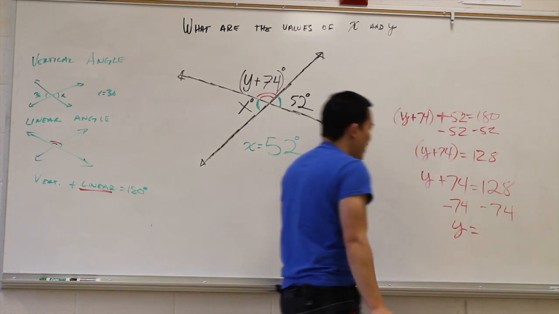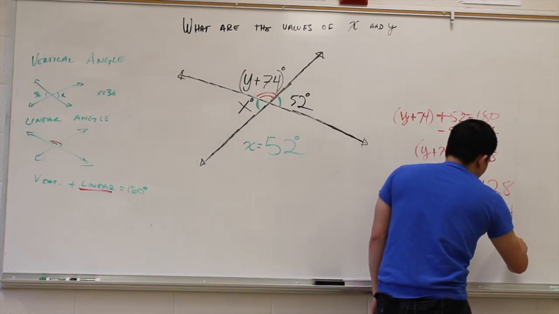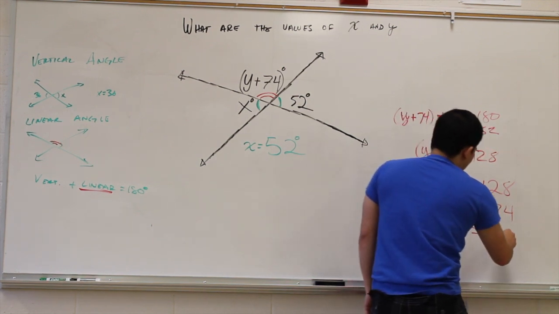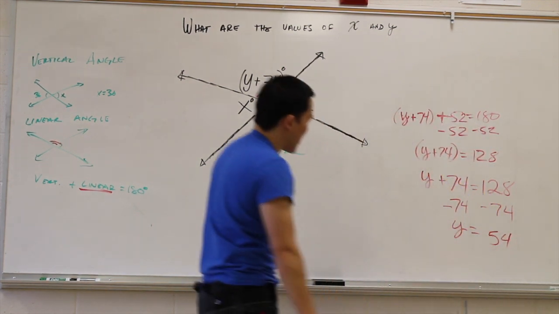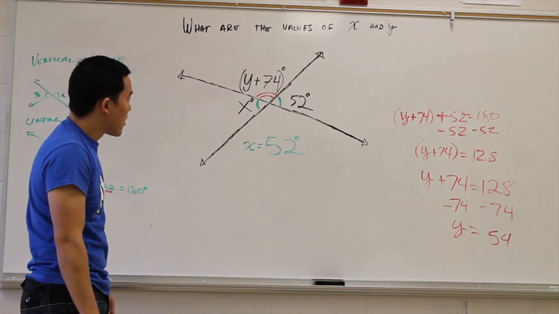All right. Uh-oh. Who has my calculator? There you go. Okay. All right, that looks good. So you're saying y equals 54. I like it.